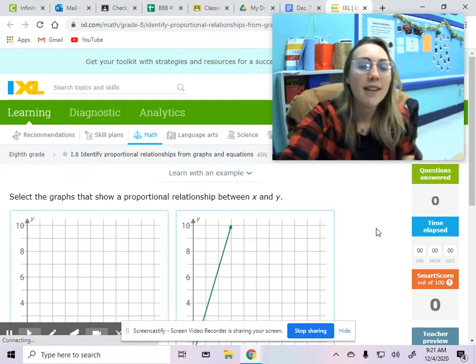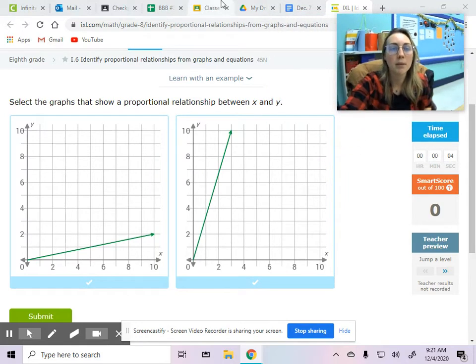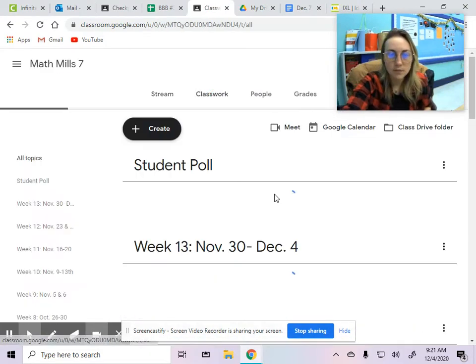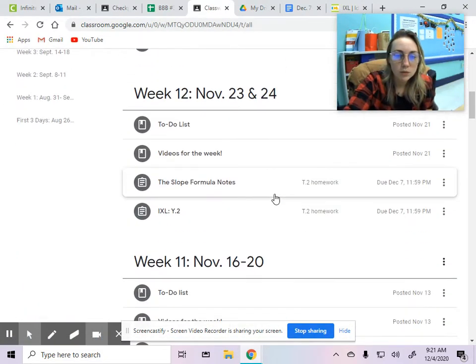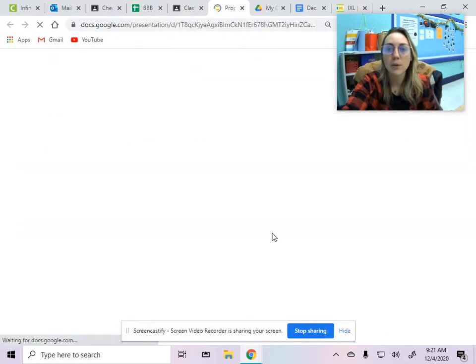Yeah, it's I.6. Cool. All right. So if you remember from your notes from last week, maybe I can pull them up real quick. Give me a second. Here we are. Proportional and non-proportional notes.